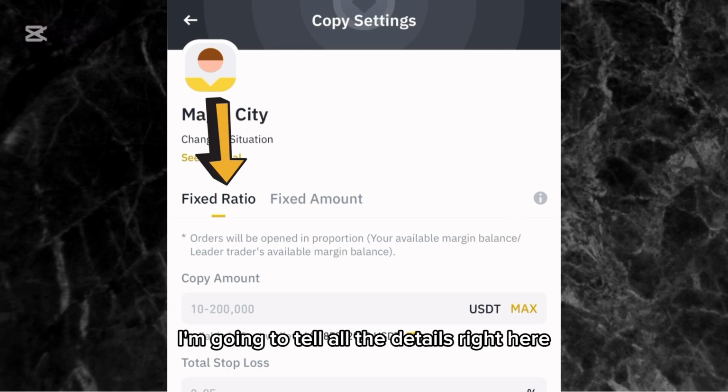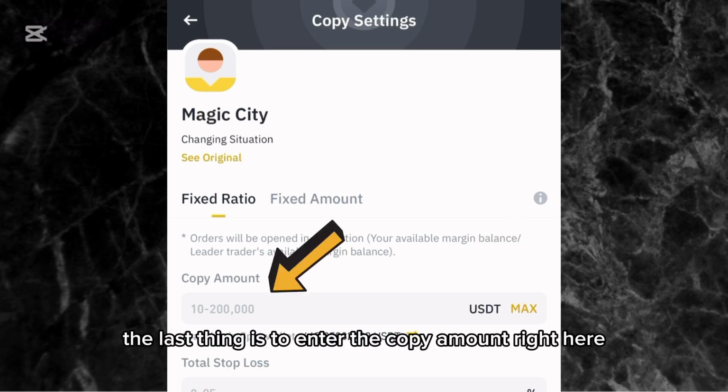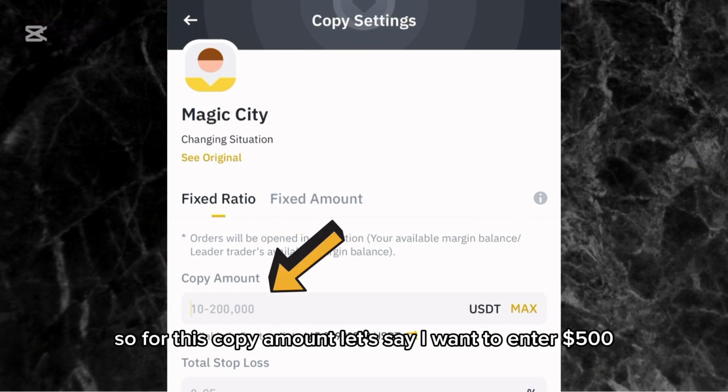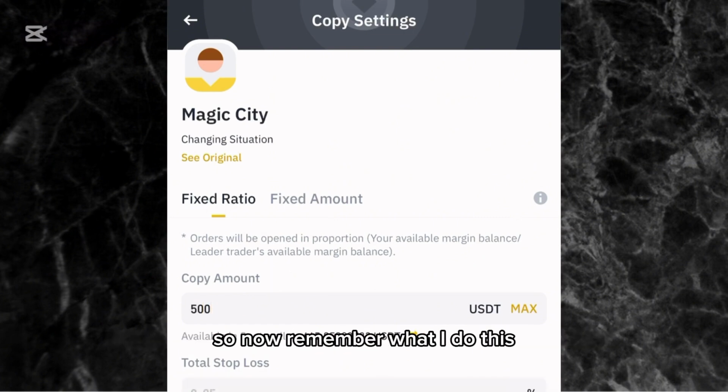Now we'll show you how I'm going to enter all of the details right here. Now the next thing is to enter the copy amount right here. So for this copy amount, let's say I want to enter $500. So I'll enter $500 right here. So now remember what I just explained.